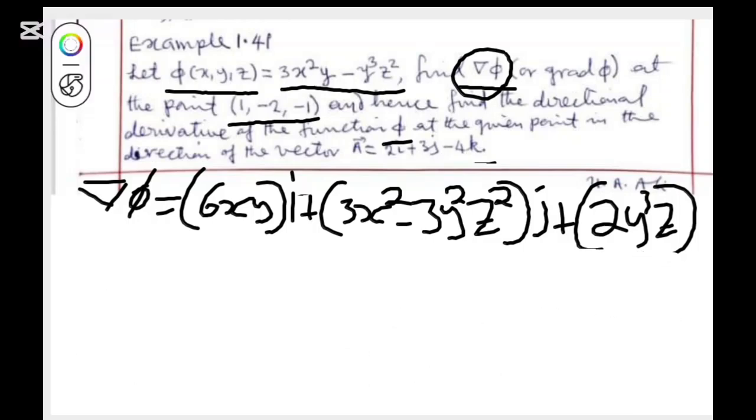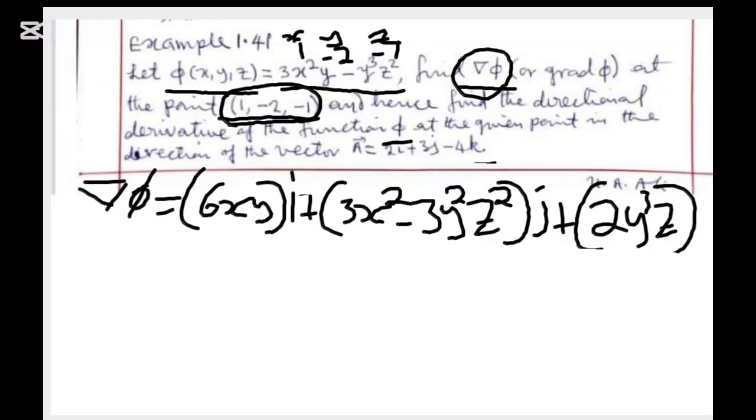So as you can see, the next thing that I'm going to do, I have the point. I already have my point, which is 1, -2, and also -1. So I have to insert it. You have to take note that we have 1, we have -2, and we have -1. So this 1 is the same thing as x, this -2 is the same thing as y, and this -1 is the same thing as z.